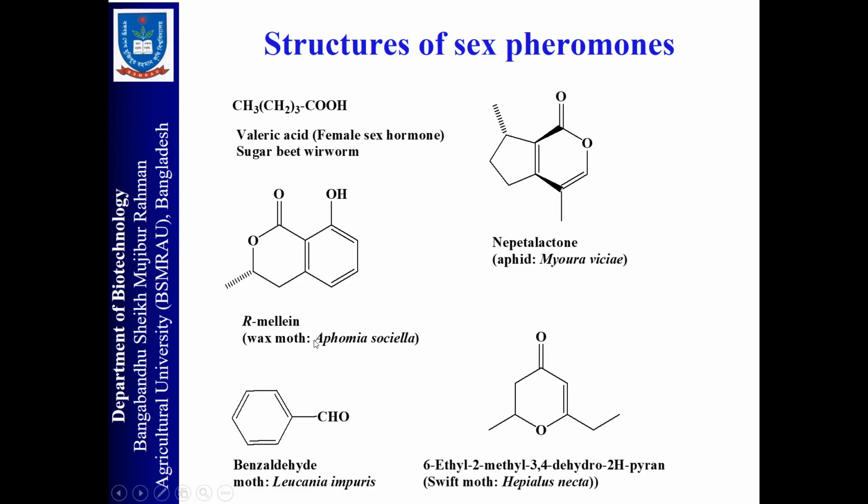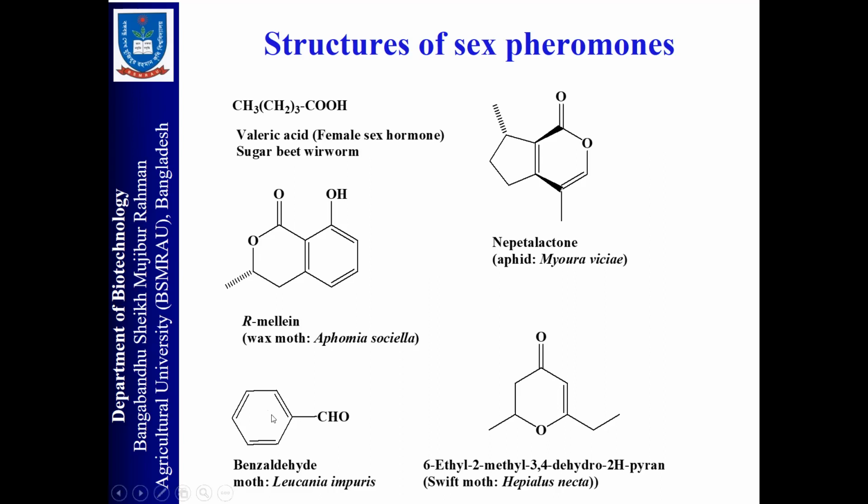And another sex pheromone is R-malein. R means the compound has R and S forms, that means optically active. In the presence of light, they can function and they rotate it differently. So same molecular weight and structure, but here is the sign of R, that is, it is above the planar structure, R-malein. It is the sex pheromone of the wax moth.